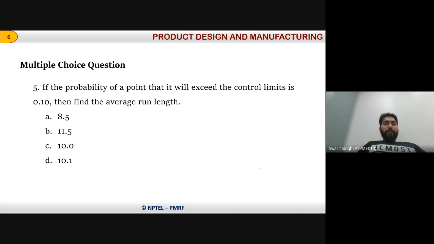It says if the probability of a point that will exceed the control limits is 0.10, then find the average run length. So we have to find the value of average run length if the probability of a point that will exceed the control limit is 0.10. So the probability of exceeding the control limit is 0.10. Then we have to find the average run length. What is the average run length for that?